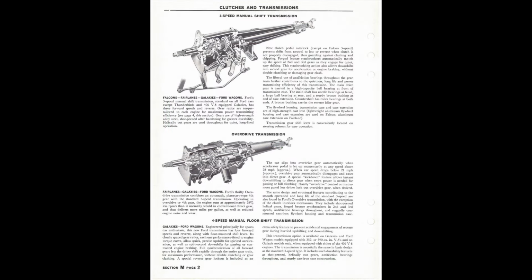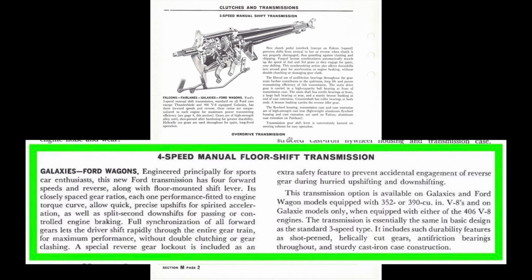Section M, page 2 of the Clutches and Transmissions part of the 1962 Ford Carfax book has information at the bottom of the page about the final mid-year introduction item for the 1962 Ford full-size cars, the new Borg-Warner T10 4-speed manual transmission that became available on Thursday, April 5th, 1962.